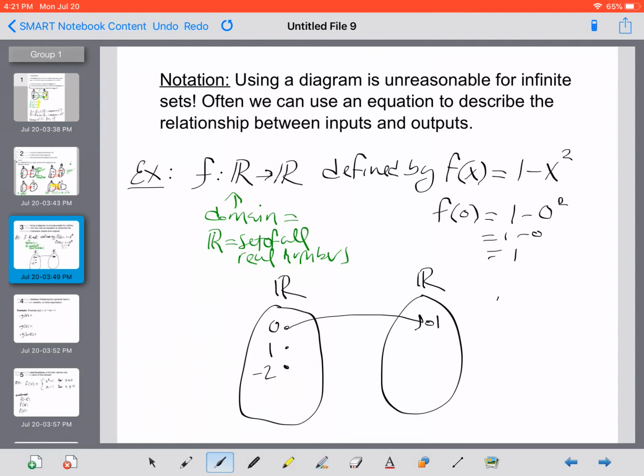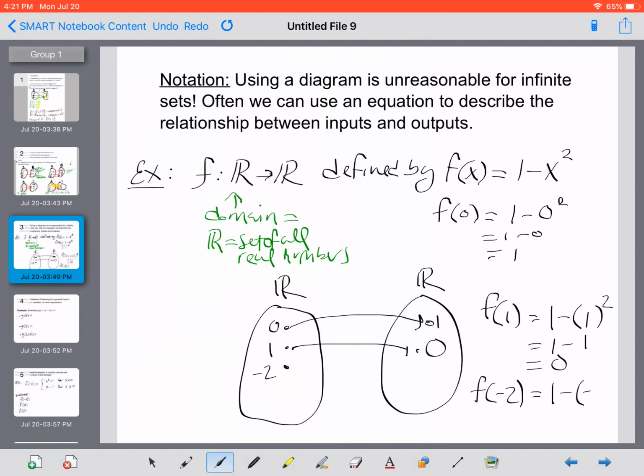Where's 1 going to get mapped to? Well, f of 1 is going to be defined as 1 minus 1 squared. That is 1 minus 1, which is 0. So 1 is going to get mapped to the element 0. All right, where's negative 2 going to get mapped to? F of negative 2 should be equal to 1 minus negative 2 squared. That is 1 minus 4, since negative 2 squared is 4, and 1 minus 4 is equal to negative 3. So negative 2 is going to get mapped to negative 3. The problem is we can't do this forever.